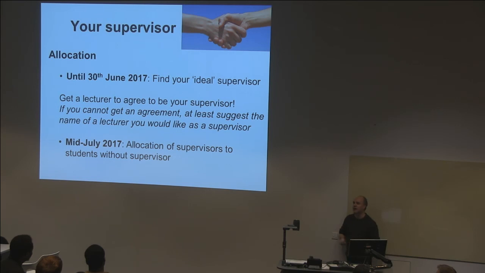By mid-July, everybody will have a supervisor. So if you had an agreement, you know who you are going to get. If you suggested someone, hopefully you will get that person. Otherwise, it will be allocated at random. Okay? And we don't change supervisors. Okay? When it's done, it's done.